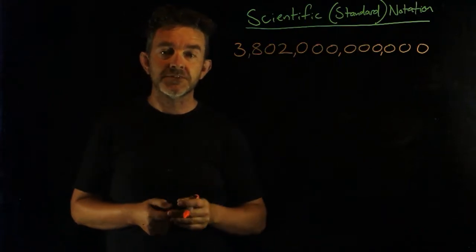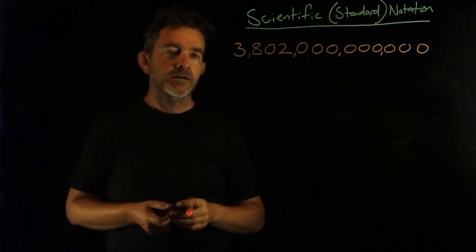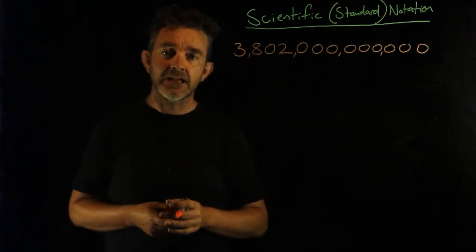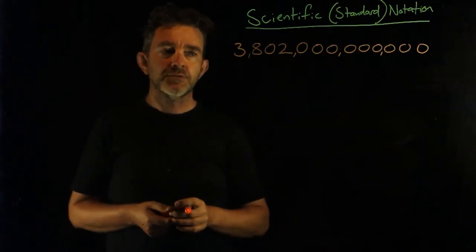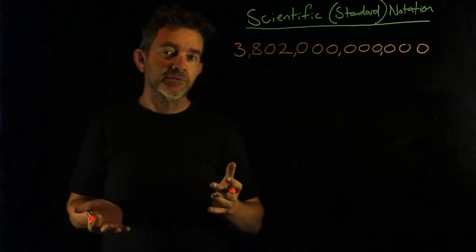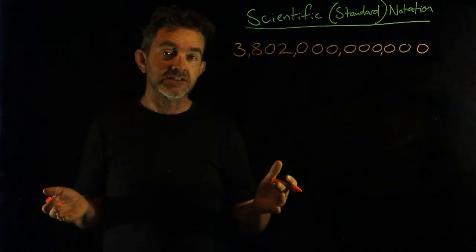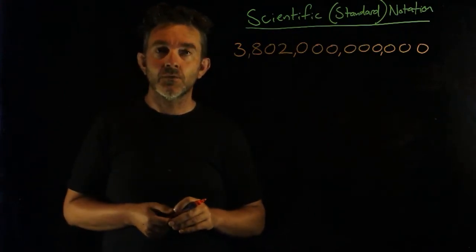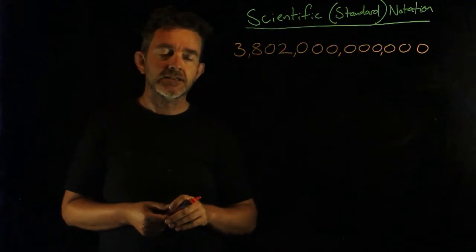Now we come to the concept of scientific notation. In science and maths, we end up with numbers that are really, really big and really, really small. And if we were to write them out in normal decimal form, they end up forming really, really long strings of digits, which make them really difficult to work with and to understand.